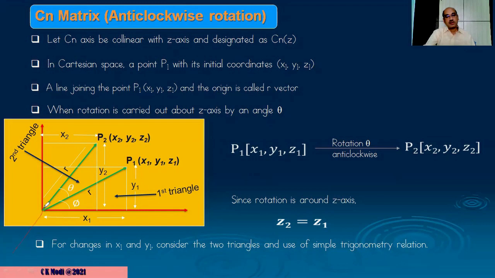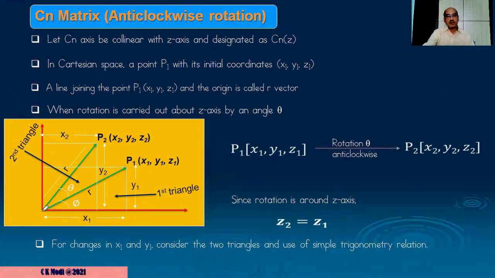This is the Z axis, out of the plane. So the C_n axis is collinear with the Z axis and designated as C_nZ. Now in a Cartesian space, consider a point P1 with its initial coordinates x1, y1, and z1.